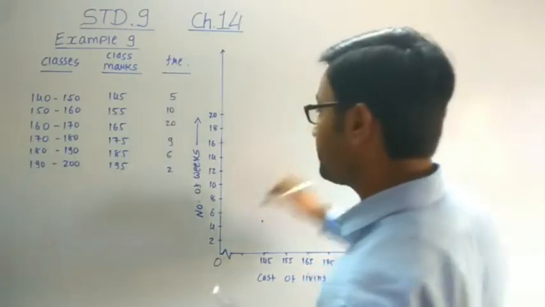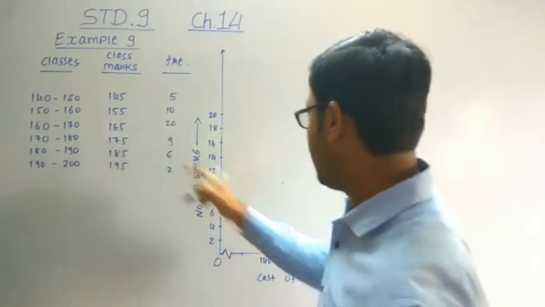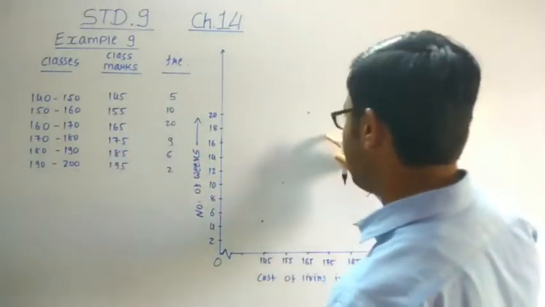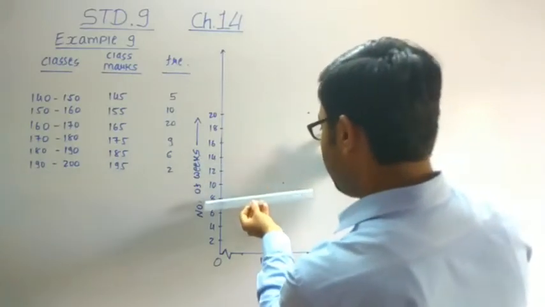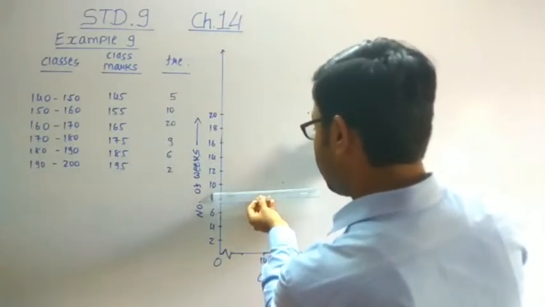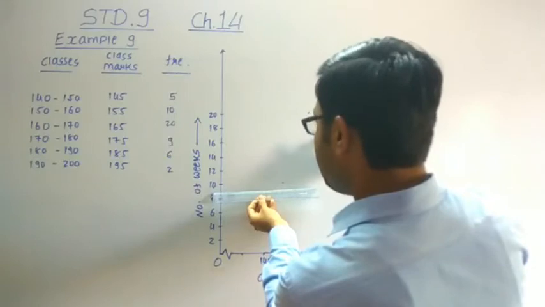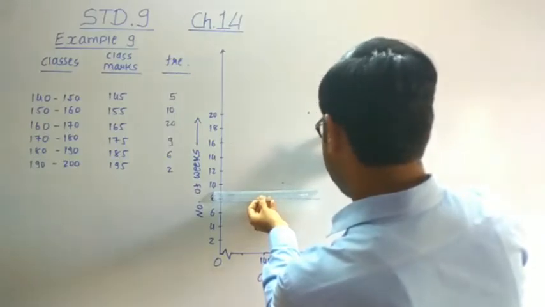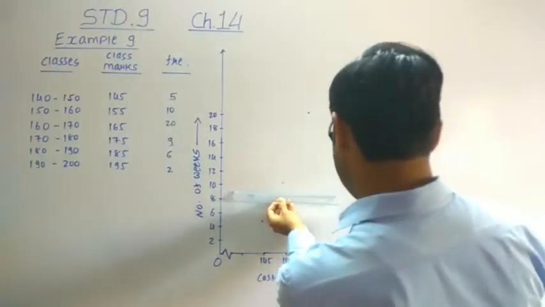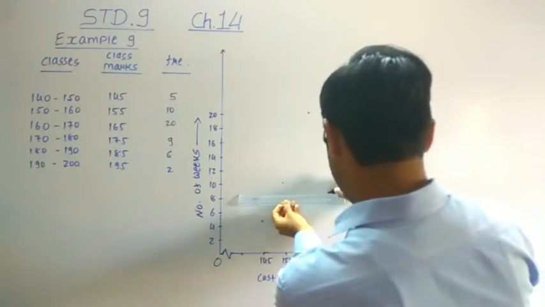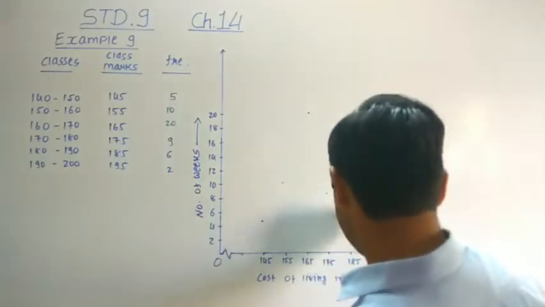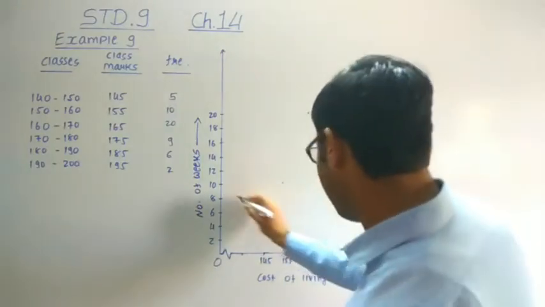Now, the third value is 175 and 9. 9 is between 8 and 10, right? That means here. 175 and here, so you get approximately, you will get the exact value.